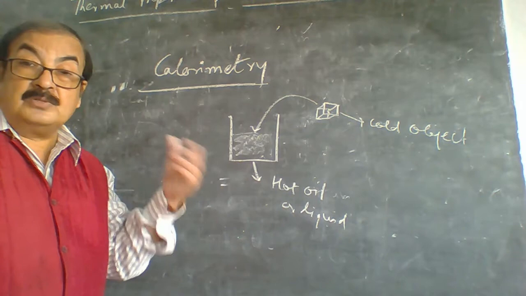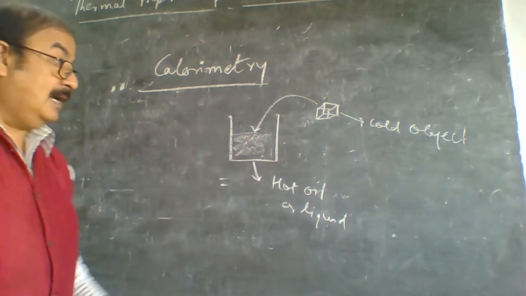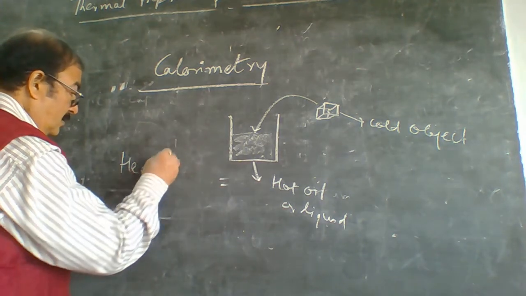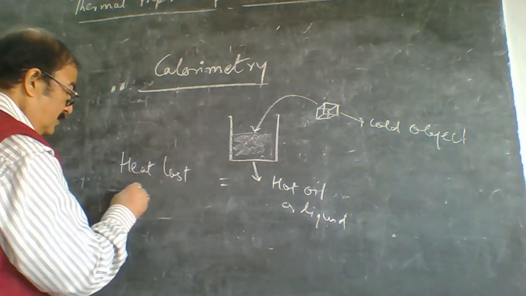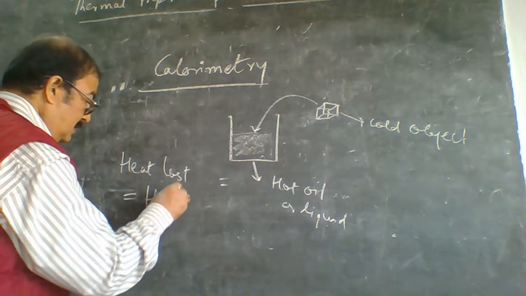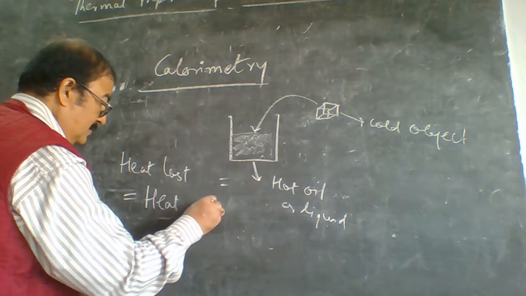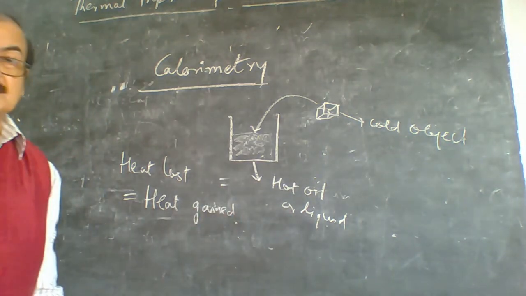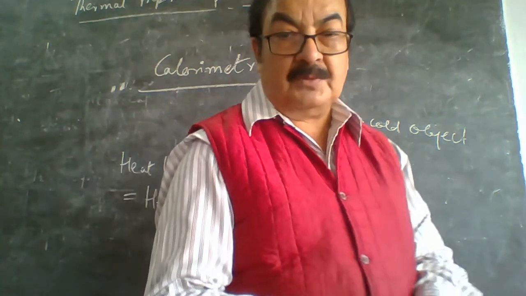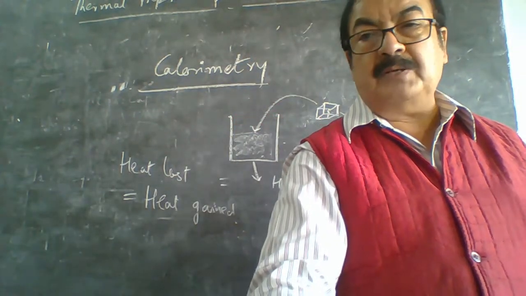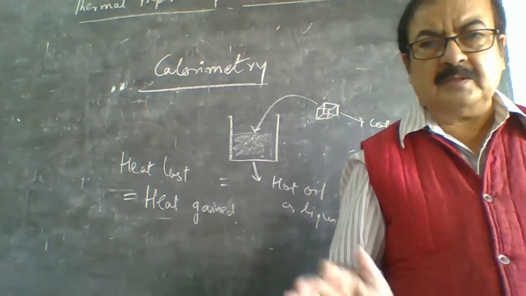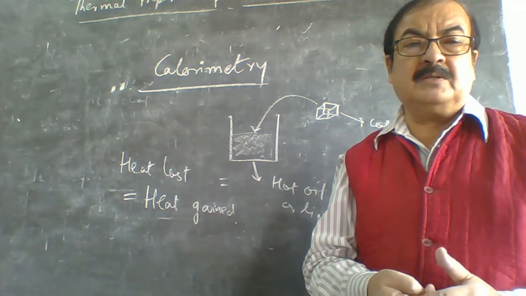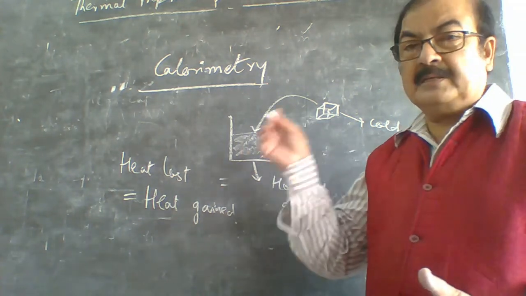One will lose the heat, other will gain the heat, and that we call heat loss is equal to heat gain. Heat loss equal to heat gain. This is what we call the principle of calorimetry. Okay. And now when we discuss the principle of calorimetry, I must tell you one thing that it is generally held.